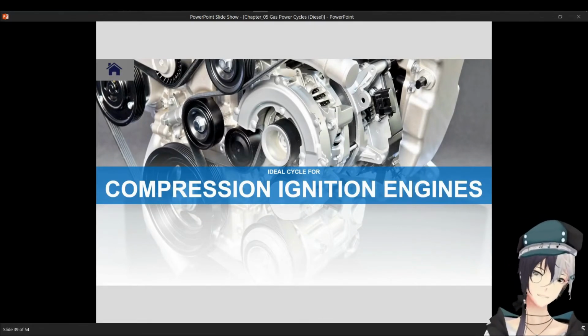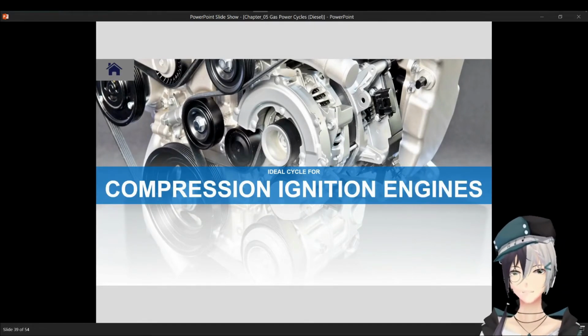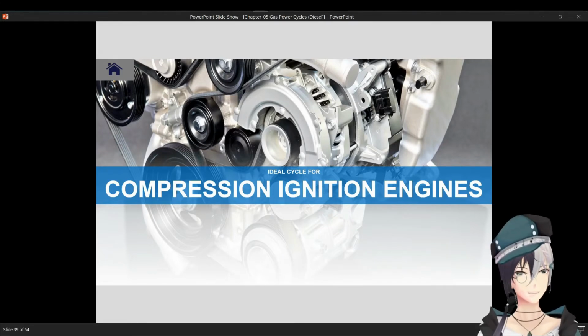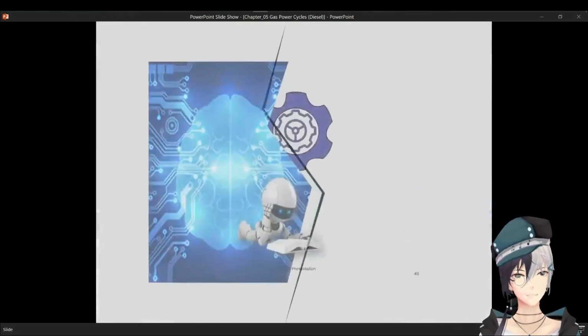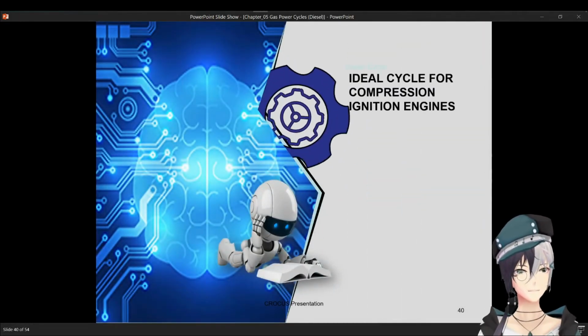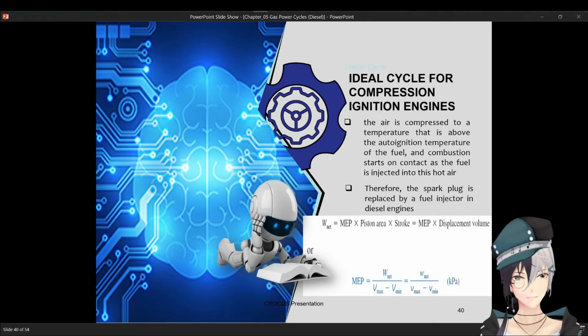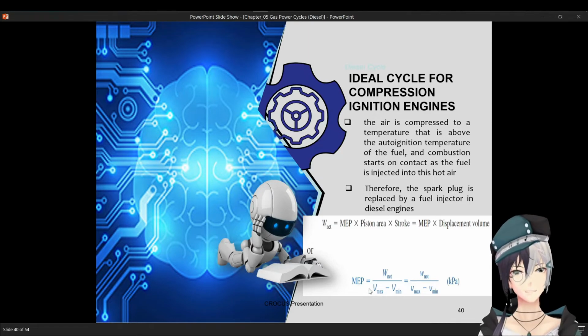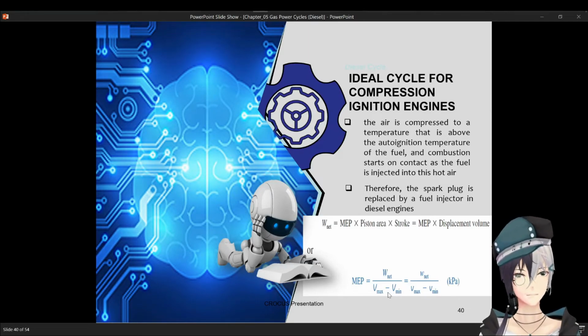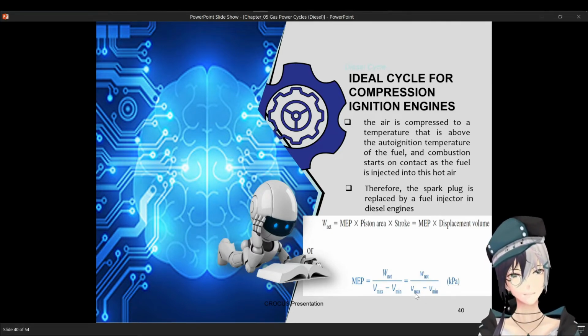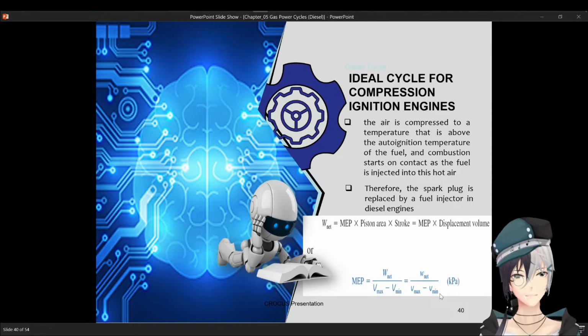Okay, so this time we will concentrate on this topic, the ideal cycle for compression ignition engine, and that is the diesel cycle. So for a diesel cycle, you have your MEP as work net over volume displacement. And volume displacement is the difference between the maximum and minimum volume.